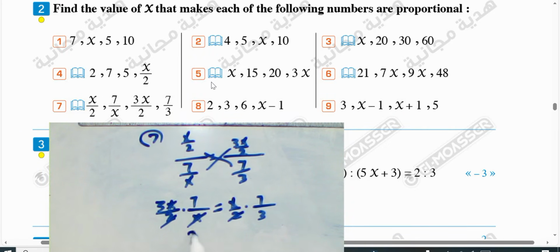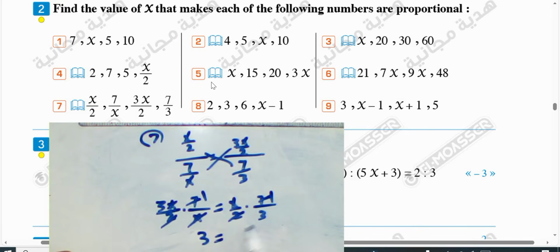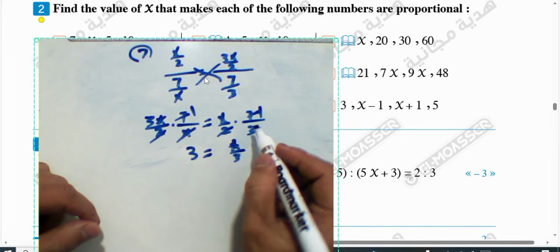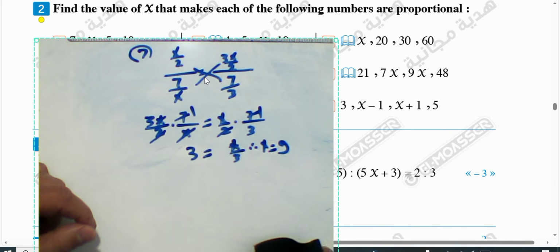Then 3 times 7 is 21, and also we can cancel 7 by 7. 7 divided by 7 equals 1. Then the result here will be 3 equals x over 3. Okay, then x will be equal to 3 times 3, which is 9. Then the value of x will be 9.